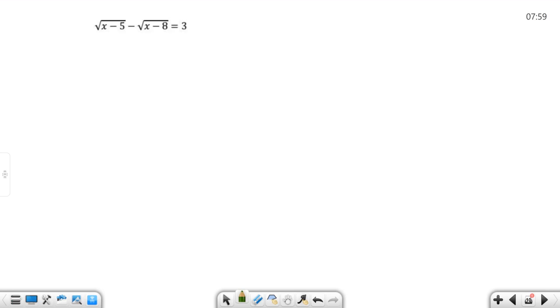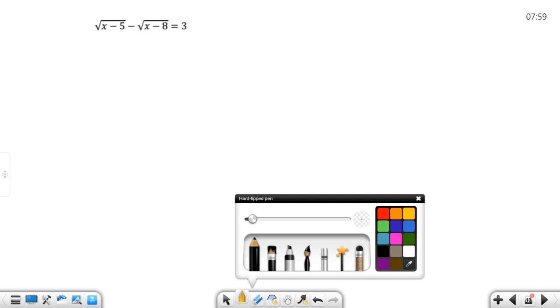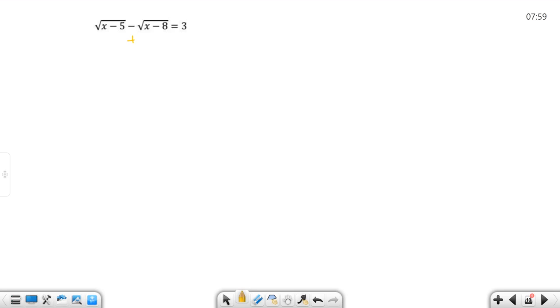So let's do that. I'm going to add, just because I don't want it to be negative, the square root of x minus 8 to both sides, okay? When I do that, that cancels. I get the square root of x minus 5 equals 3 plus the square root of x minus 8. Oops, I keep wanting to write something else there. x minus 8.